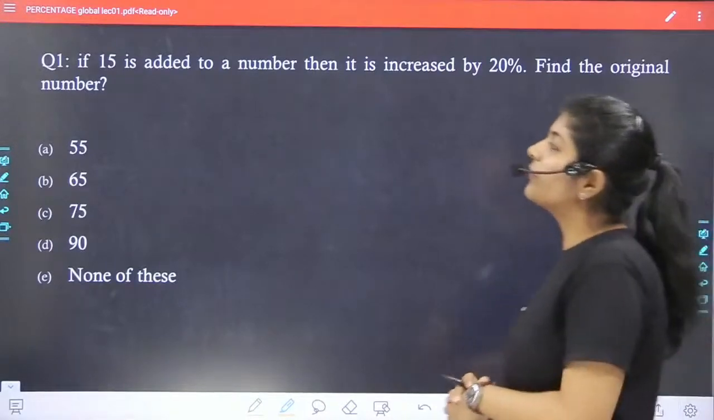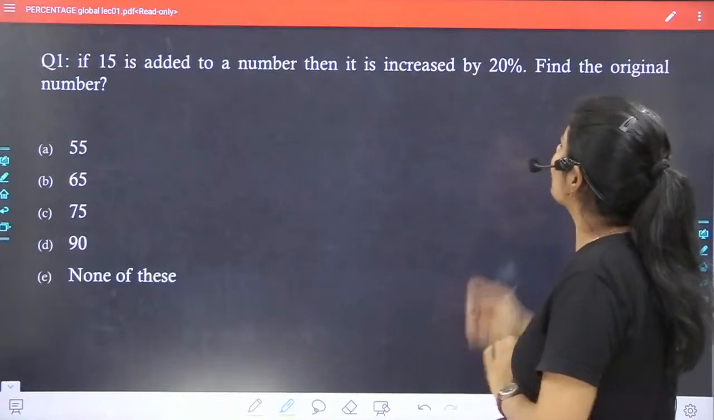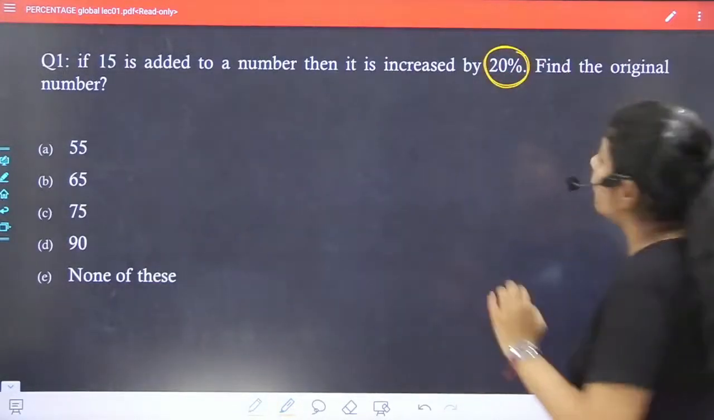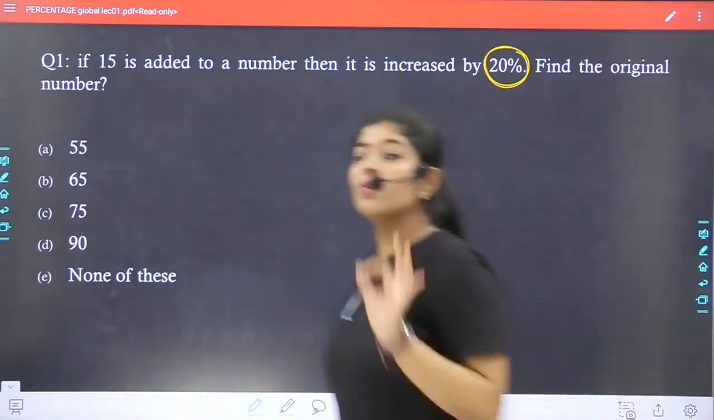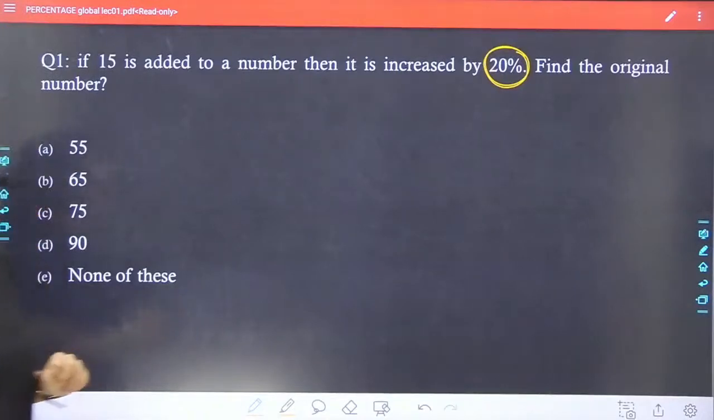If 15 is added to a number, then it is increased by 20%. Find the original number. We have to find out the original number. How do we calculate this?